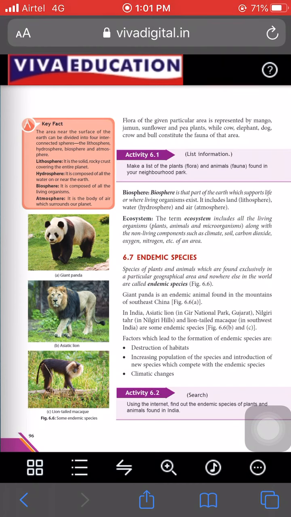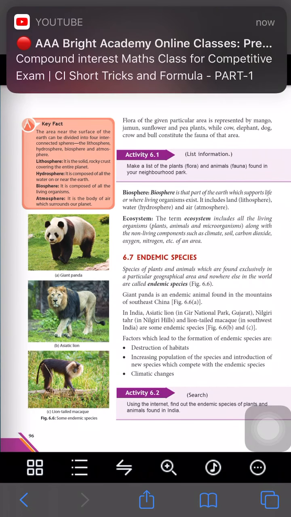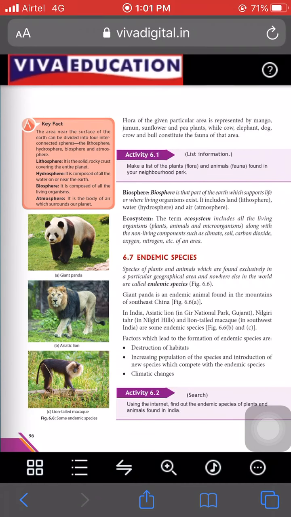There are some animals that live only in a particular area, and we call them endemic species. Okay, here is an example: the giant panda is an endemic animal found in the mountains of southeast China. In India, the Asiatic lion in Gir National Park, Nilgiri, Thar and the lion-tailed macaque. These are all species found in India in a particular geographical area.